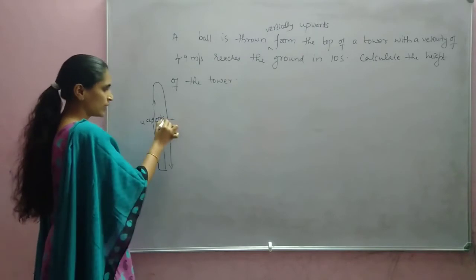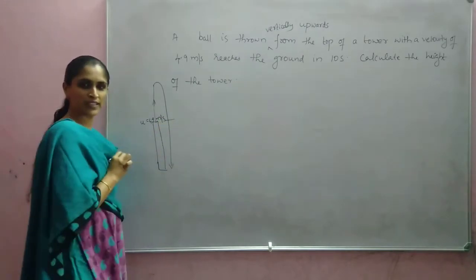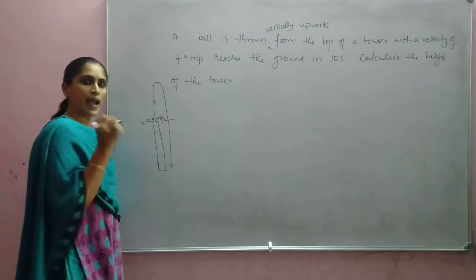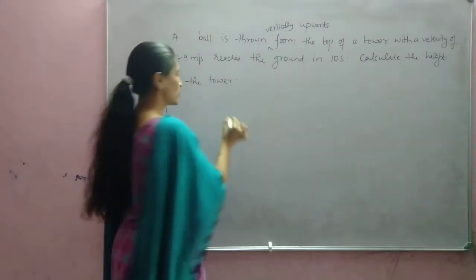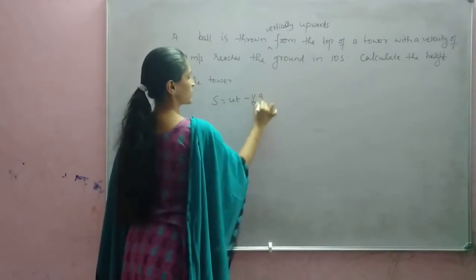Then you have to start with v square equal to u square plus 2gs. By that formula you have to find it. Another method is that directly by using the equation s equal to ut minus half gt square.